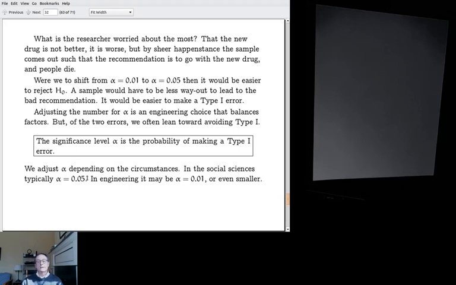In the social sciences, the trade-off is that usually you pick an alpha of about 0.5. And in something like engineering, if you're worried about the tolerances on your chips or something, you might want to take alpha equals 0.1 or maybe even a smaller value.